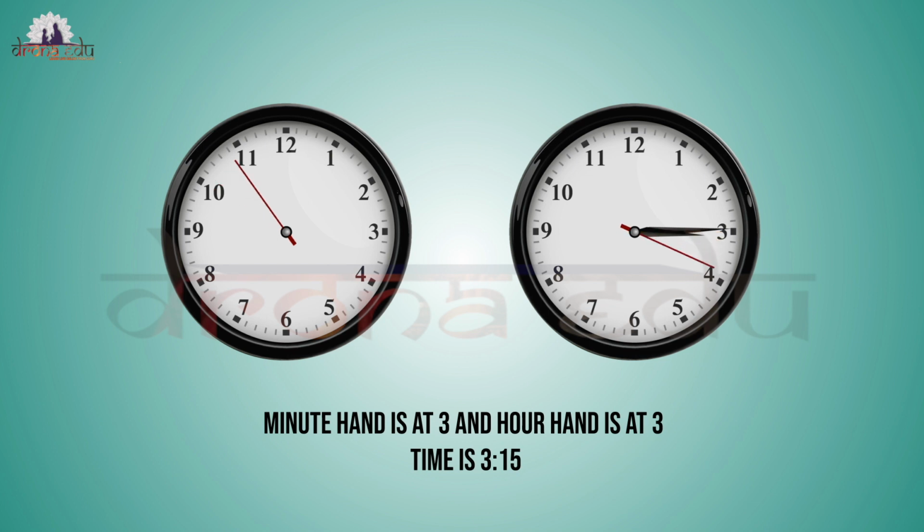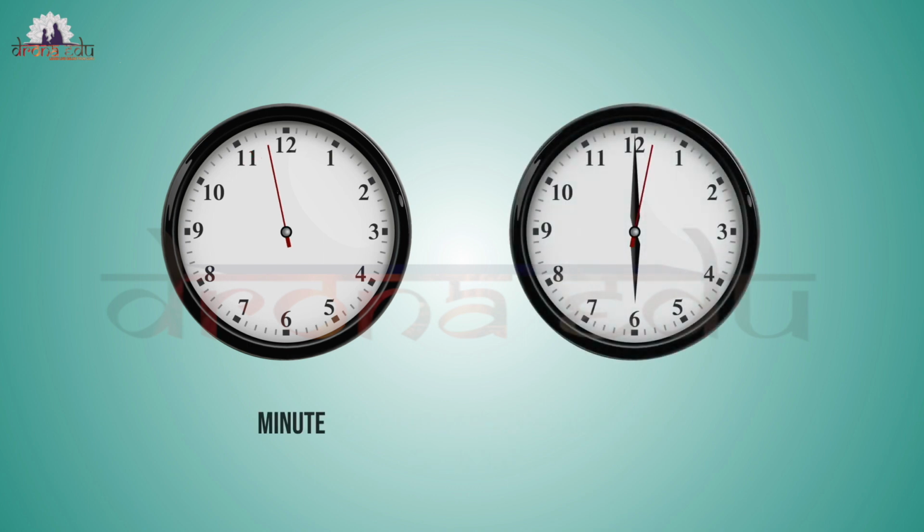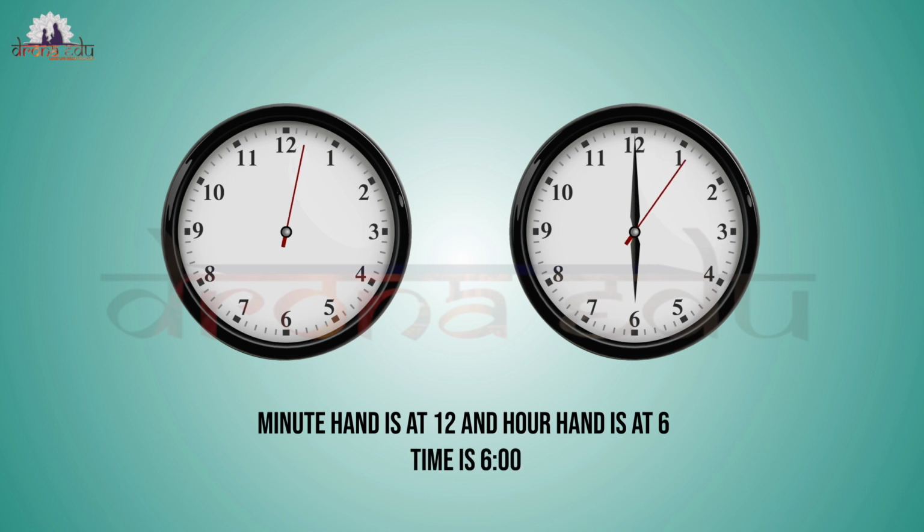And then the next time is 6 o'clock. Since it is 6 o'clock, the smaller hand will be at 6 and the minute hand will be at 12. So likewise, we can read the time if the given time is given like this.